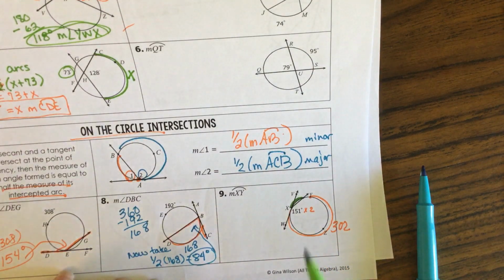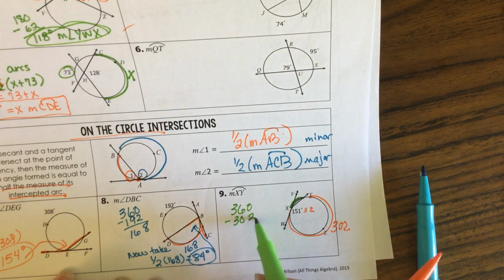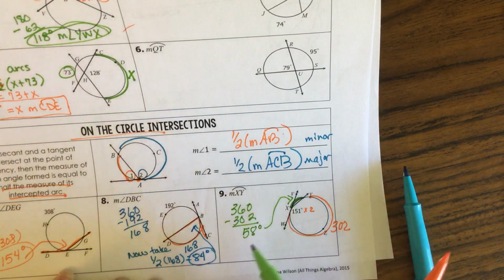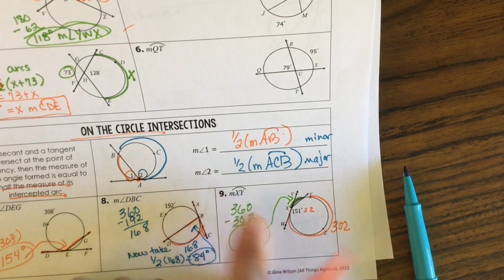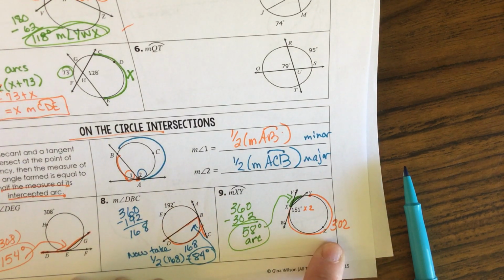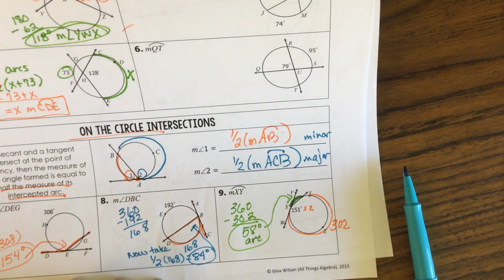Again, we know all the way around is 360. So 360 minus 302 gives you 58, which is the arc that you're looking for. If it had asked for the angle, then I would divide 58 by 2, but it asked for the arc, so I simply found the major arc and subtracted from 360 to find the minor arc.